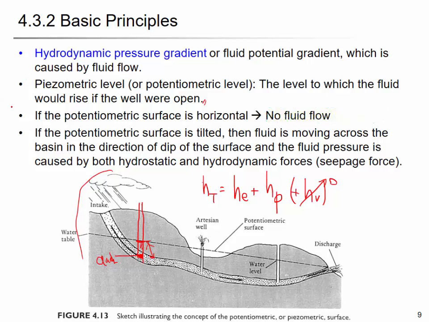Okay, and if the potentiometric or piezometric level is horizontal, like this, then there's no flow because there's no energy difference, so the energy level will be the same. But if the potentiometric surface is tilted, then fluid is moving across the basin in the direction of the dip of the surface, and the fluid pressure is caused by the hydrostatic and the hydrodynamic forces, which is the component.